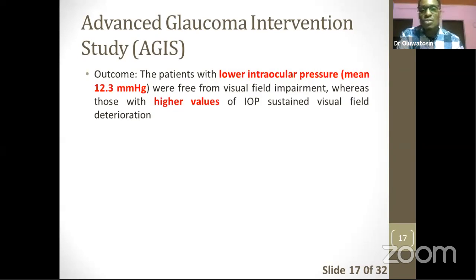The outcome of the study showed that patients with lower intraocular pressure, that is a mean of 12.3 millimeters of mercury, were free from visual field impairment, whereas those with higher values of intraocular pressure sustained visual field deterioration. There were other findings in the study, but I just picked out the ones that are relevant for my presentation.